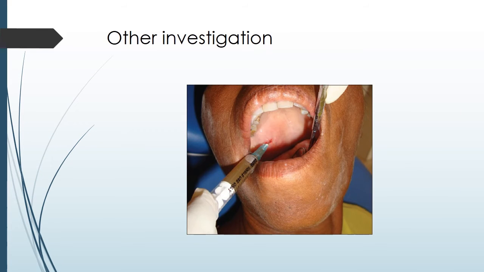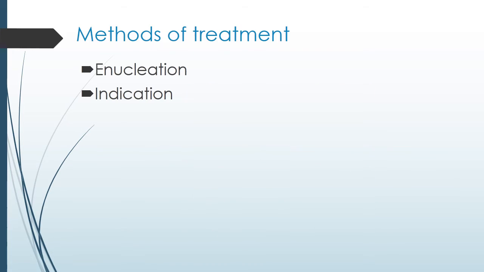Another investigation that could be used is aspiration from the lesion itself, from the area of swelling, to see the content of this swelling, because swellings can either contain air, or be solid, or contain fluid, or contain blood. So from this aspiration, we can differentiate one lesion from another, and this can help in our diagnosis and our treatment plan. Methods of treatment of a cyst.